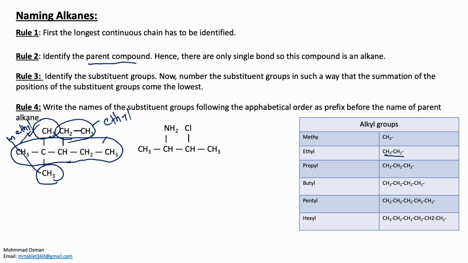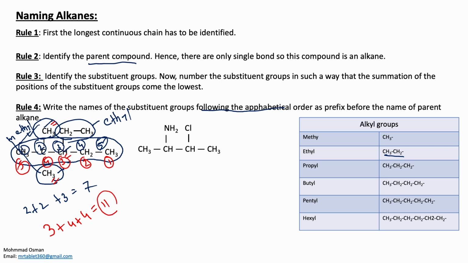Now write the names of the substituent groups following the alphabetical order. Before naming, let's position them. Let's consider this carbon as 1, this carbon as 2, this carbon as 3, this carbon as 4, this carbon as 5. If we number in this way, then these 2 methyl groups get position 2 plus 2, and this ethyl group gets position 3, which comes to 7. Or we could have considered this carbon as 1, this carbon as 2, this carbon as 3, this carbon as 4, this carbon as 5. In that case, this ethyl group would get position 3, and these 2 methyl groups would get position 4 and 4, which would give 11. But remember, we need to have the lowest, so this one gives us the lowest.